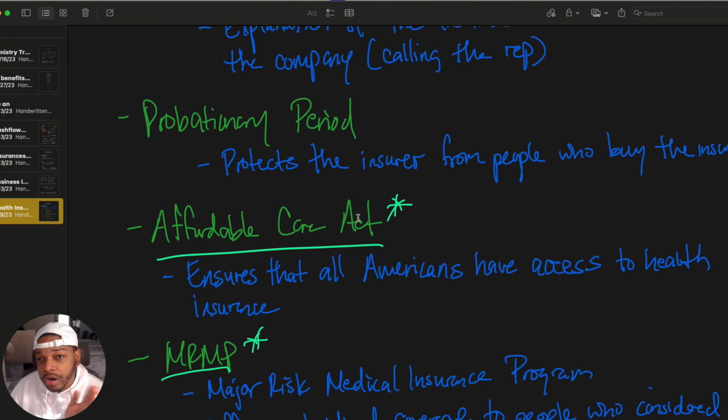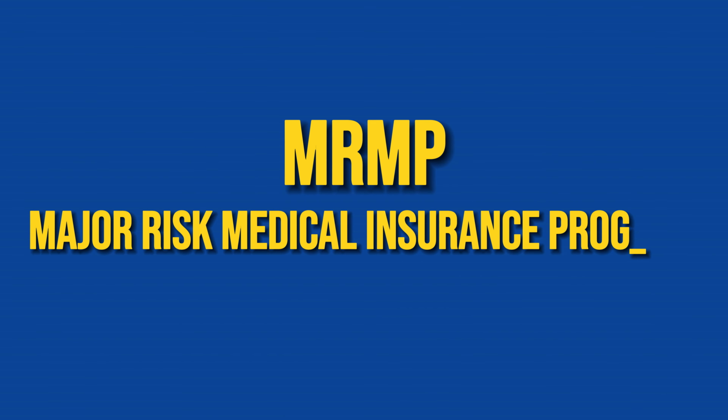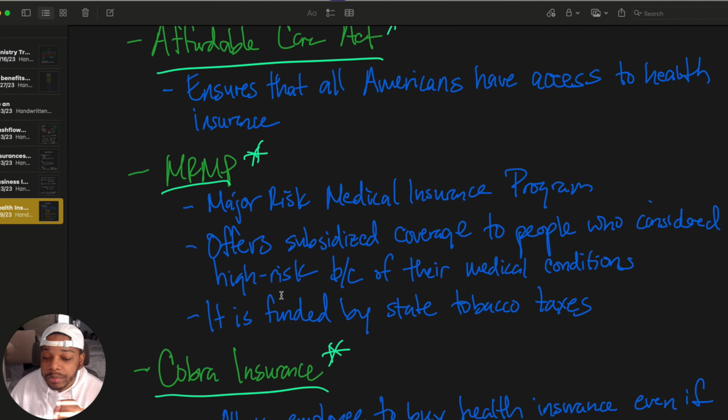The Affordable Care Act. This is a lot of things that you've probably heard of or not heard of. This is something you want to definitely get familiar with. This ensures that all Americans have access to health insurance. That's the Affordable Care Act. That's what it means, right? Then you have MRMIP. This means Major Risk Medical Insurance Program, right? This offers subsidized coverage to people who are considered high risk because of their medical conditions. It is usually funded by state tobacco taxes.